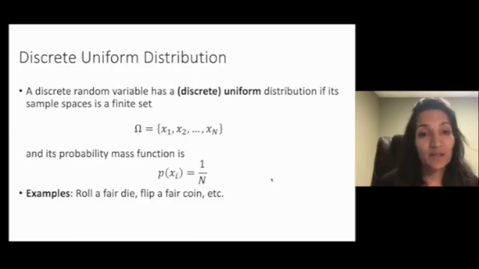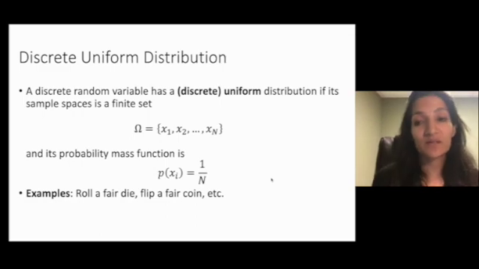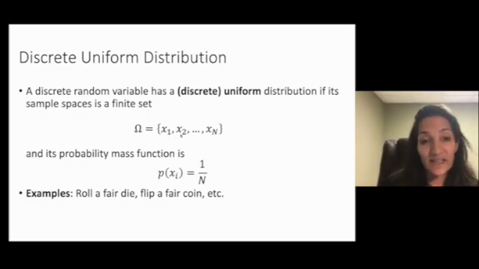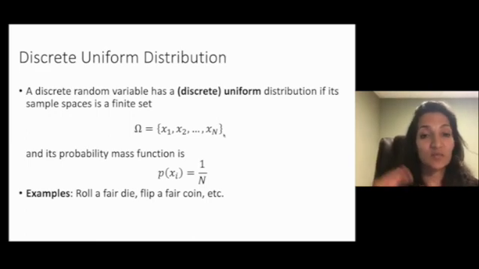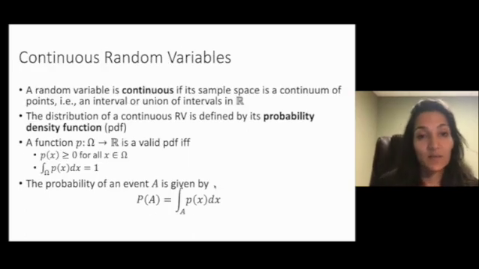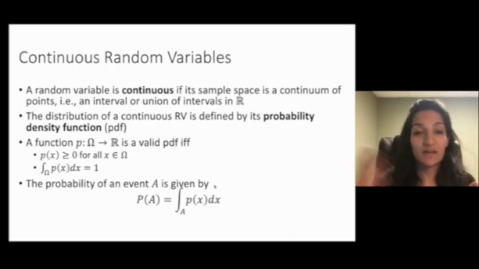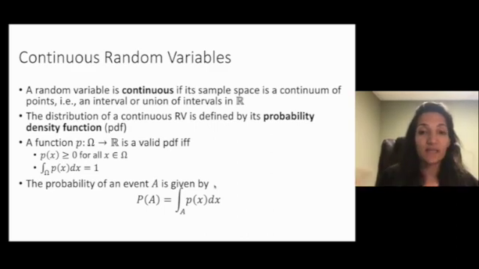Another common example of a discrete probability mass function is the uniform function. The uniform distribution on a finite sample space is one that assigns probability mass 1 over n for n possible outcomes. We also have continuous random variables. Thus far we've been seeing discrete random variables that have a discrete set of possible outcomes. Continuous random variables can have any outcome defined within an interval in real valued space.